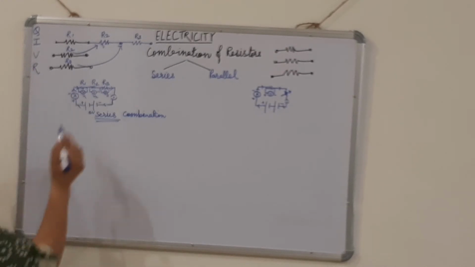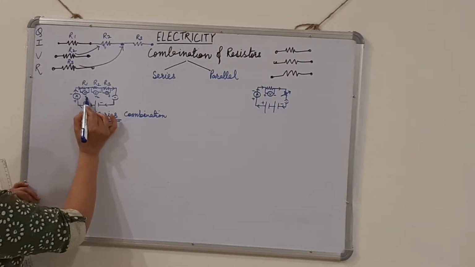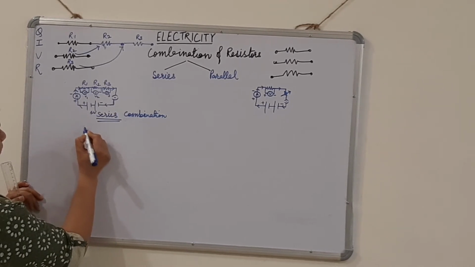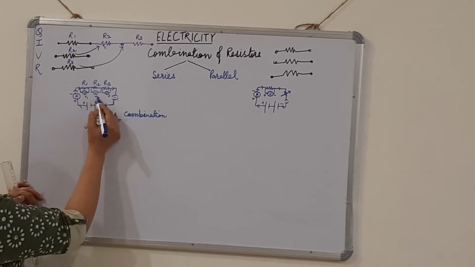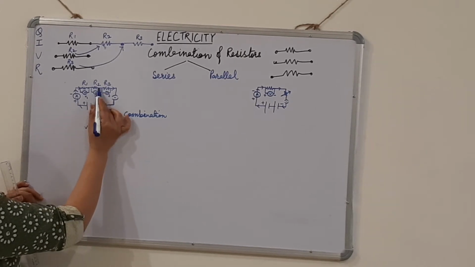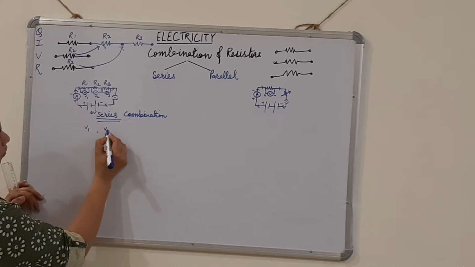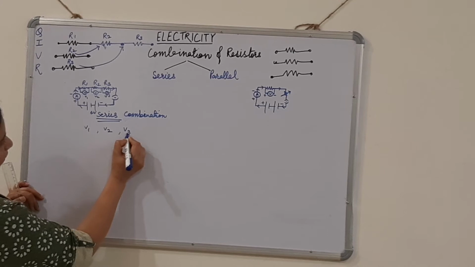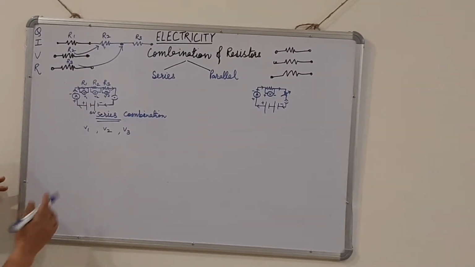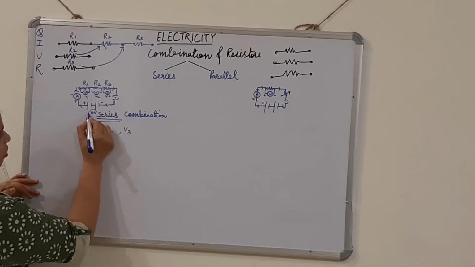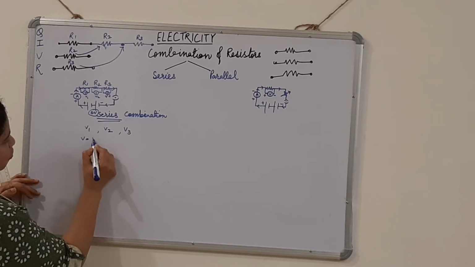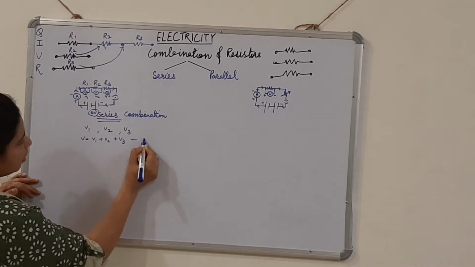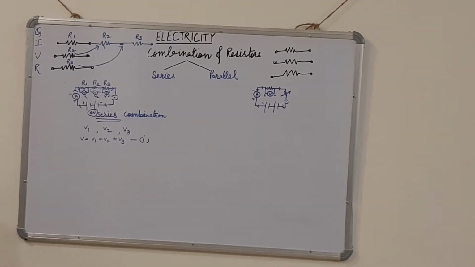Is that clear? When I put the voltmeter across resistance 1, I got the value V1. When I put the voltmeter across R2, I got the value V2. And when I put it here, I got the value V3. And when I combined, I found that V, the total V, is equal to V1 plus V2 plus V3. This is our equation 1.